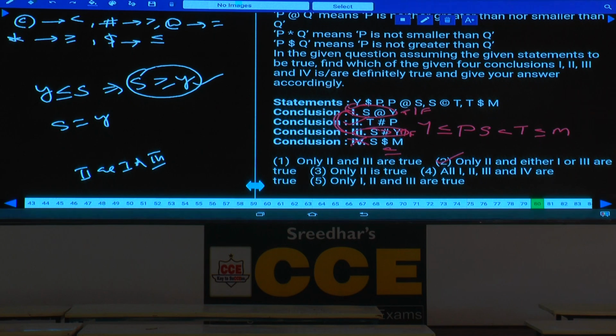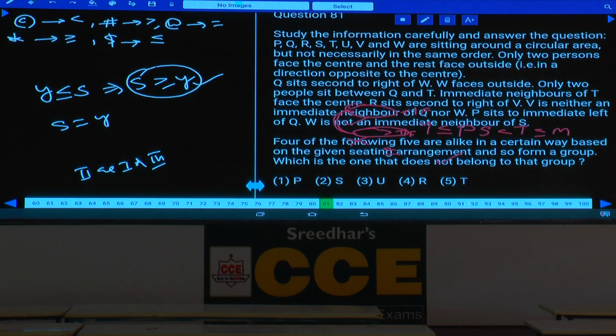Now 76 to 80 are done, then 81 onwards. 81 onwards, it is based on what? 81 to 85. Now it is based on a circular arrangement.